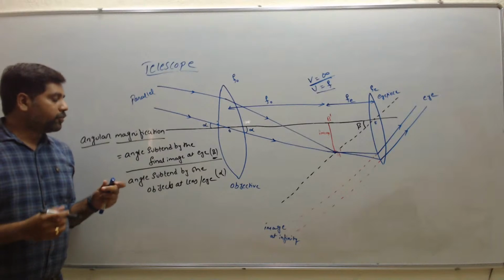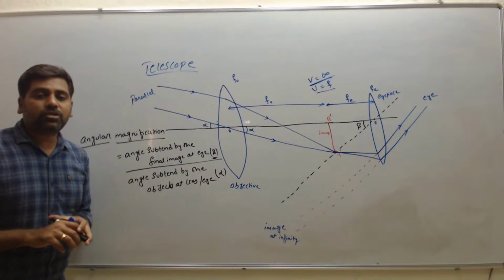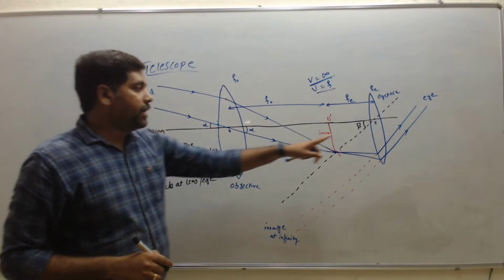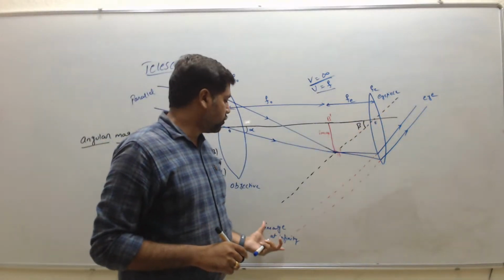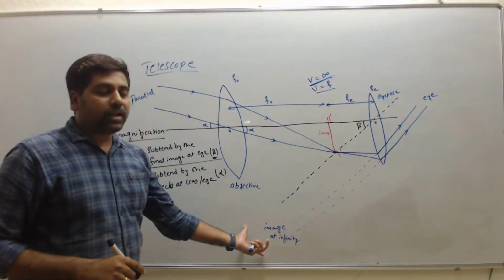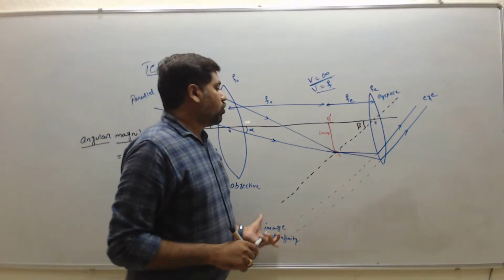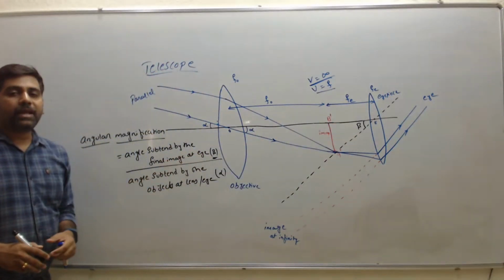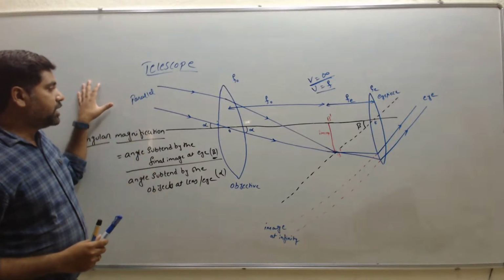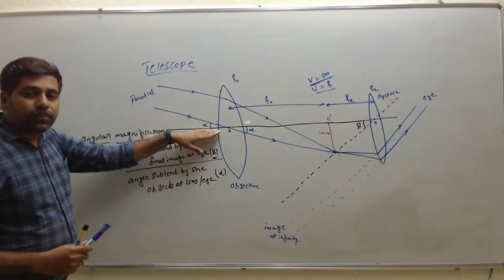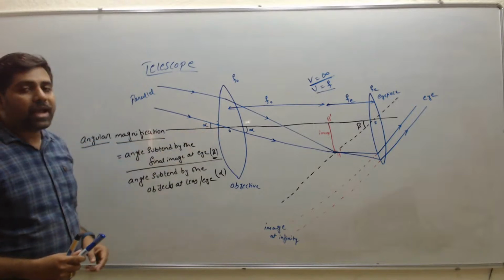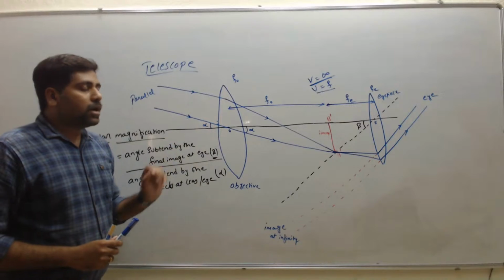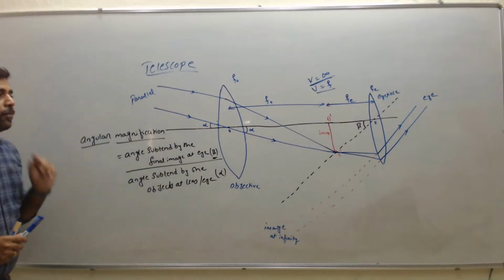So the magnifying power of the telescope is defined as the ratio of the angle subtended by the final image at the eye, to the angle subtended by the object. Somewhere at infinity we get the final image. That image makes an angle with the principal axis, which we take as beta, and the object makes an angle with the principal axis, which we take as alpha. So the ratio beta by alpha gives the magnifying power.